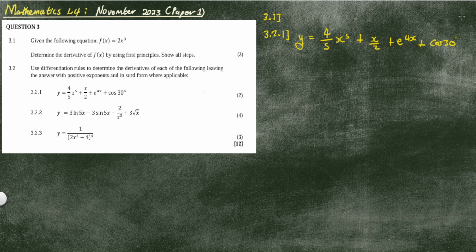We're going to use the power rule, then we're going to apply the exponential law. And this is a constant: cos 30 degrees. What is it? Cos 30 is square root 3 over 2. Nothing changes.